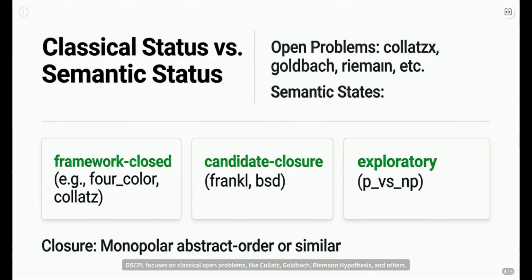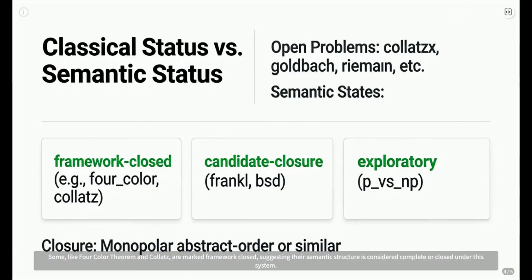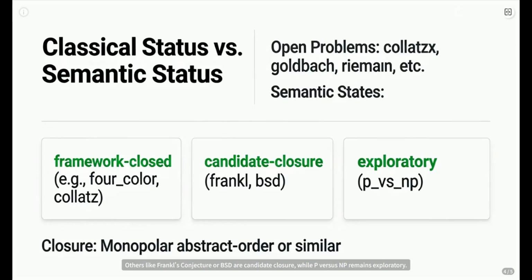DSCPL focuses on classical open problems like Collatz, Goldbach, Riemann hypothesis, and others. The table shows their classical status, usually open, versus their semantic status within DSCPL. Some, like four-color theorem and Collatz, are marked framework closed, suggesting their semantic structure is considered complete or closed under this system. Others, like Frankl's conjecture or BSD, are candidate closure, while P versus NP remains exploratory.